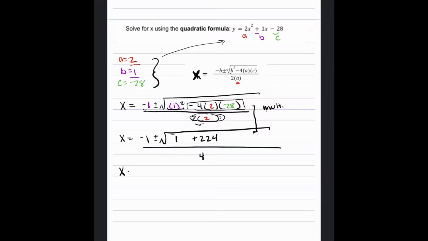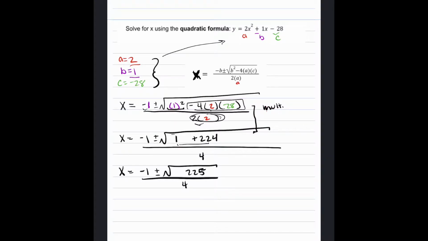Okay, now I'm going to keep going. X is equal to, still no double negative, negative 1 plus or minus the square root. All I get to do is add here. 1 plus 224 is going to be 225 over 4. If you end up with a negative number inside your square root, something went wrong. You can't take the square root of negative numbers. So you want to make sure you definitely have a positive number in there.